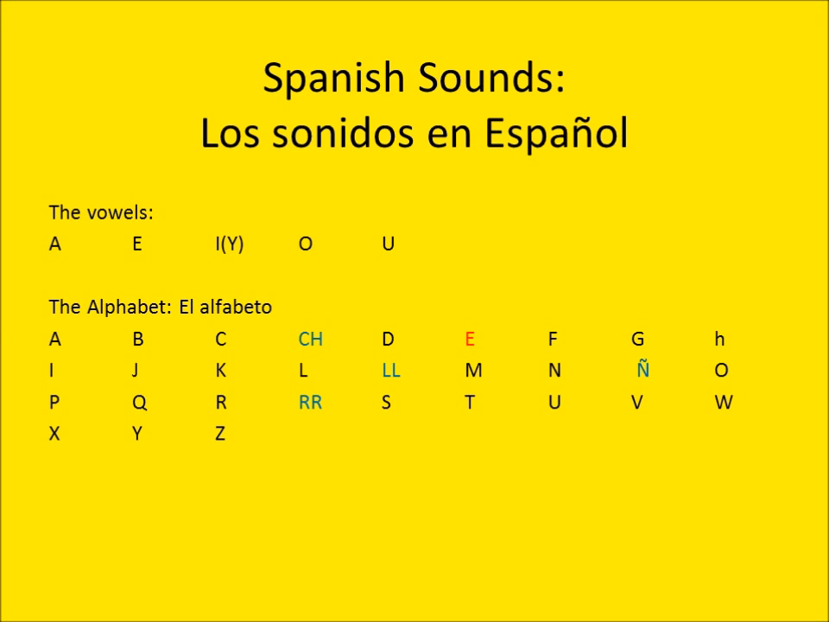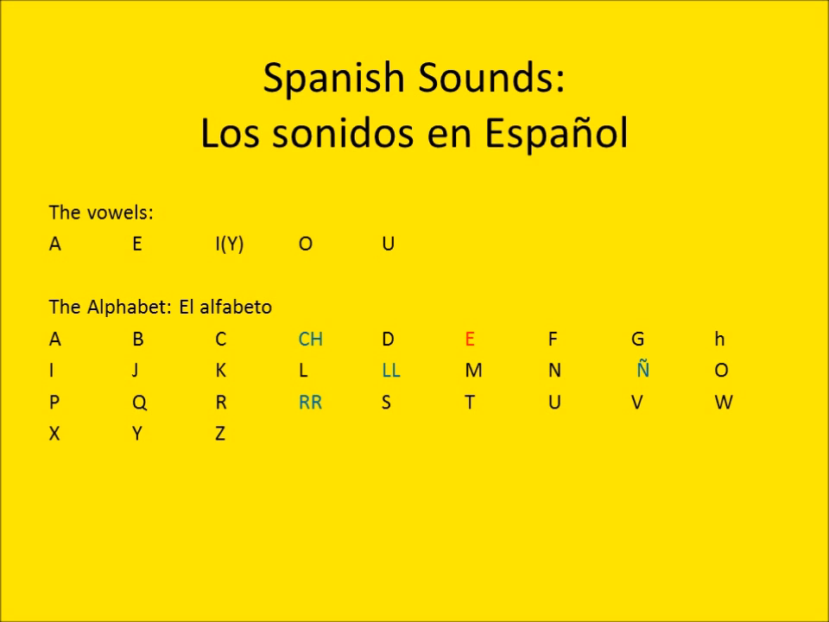Then you have el alfabeto, the alphabet. And I want you to pay special attention to the letter in red. That sound is the E sound. That sound you're going to hear in the other letters throughout the alphabet. For instance, you're going to see that sound in B, C, Ch, D, F, just to mention a few.